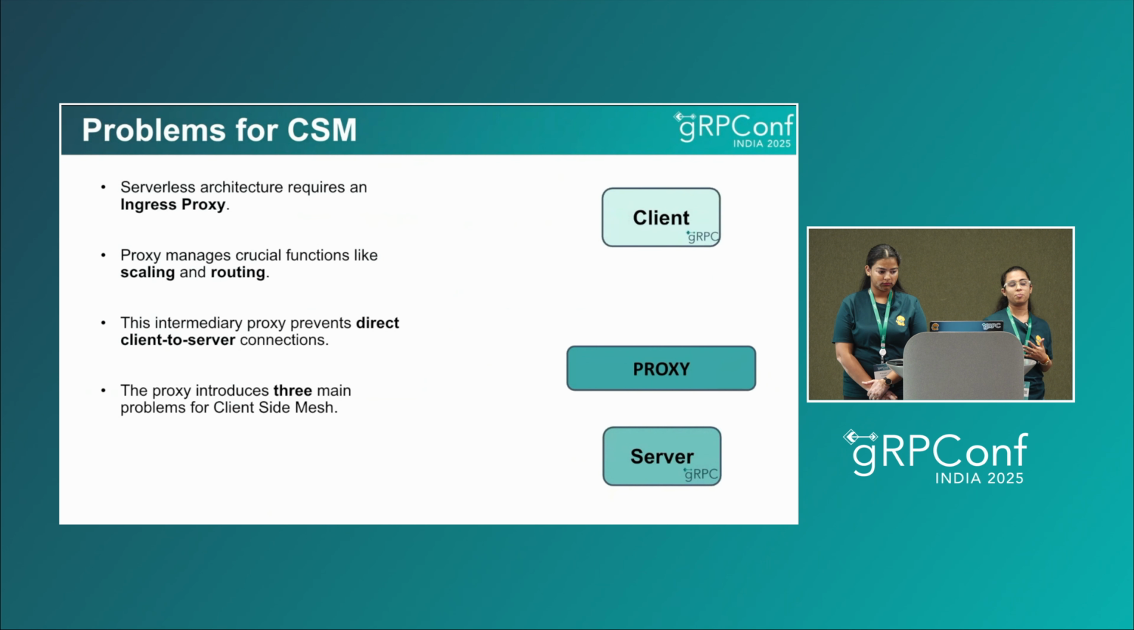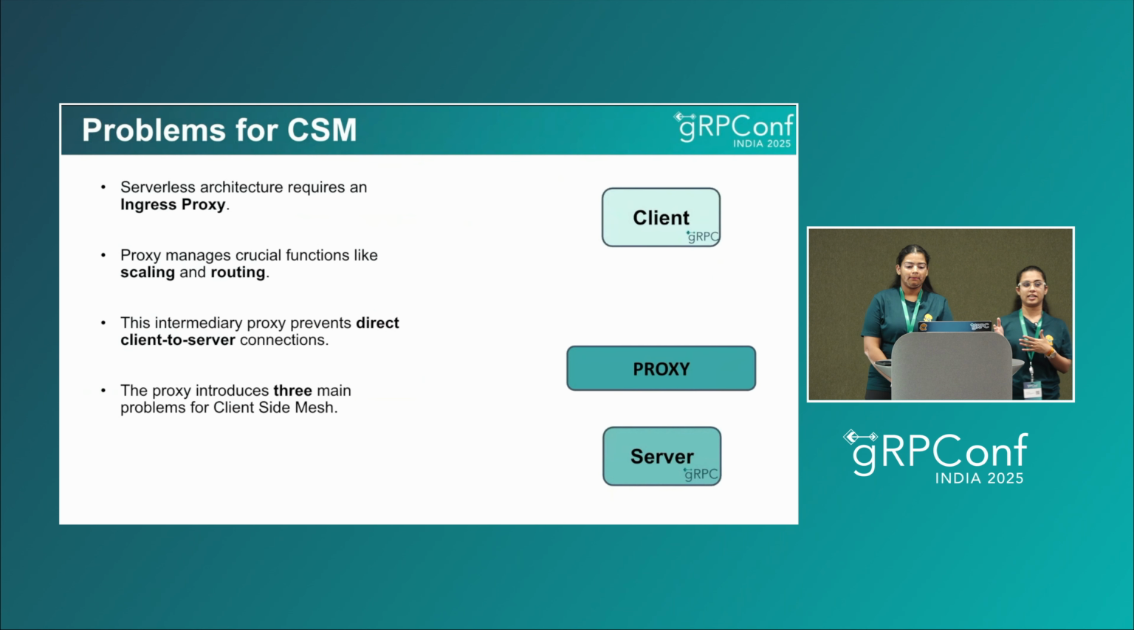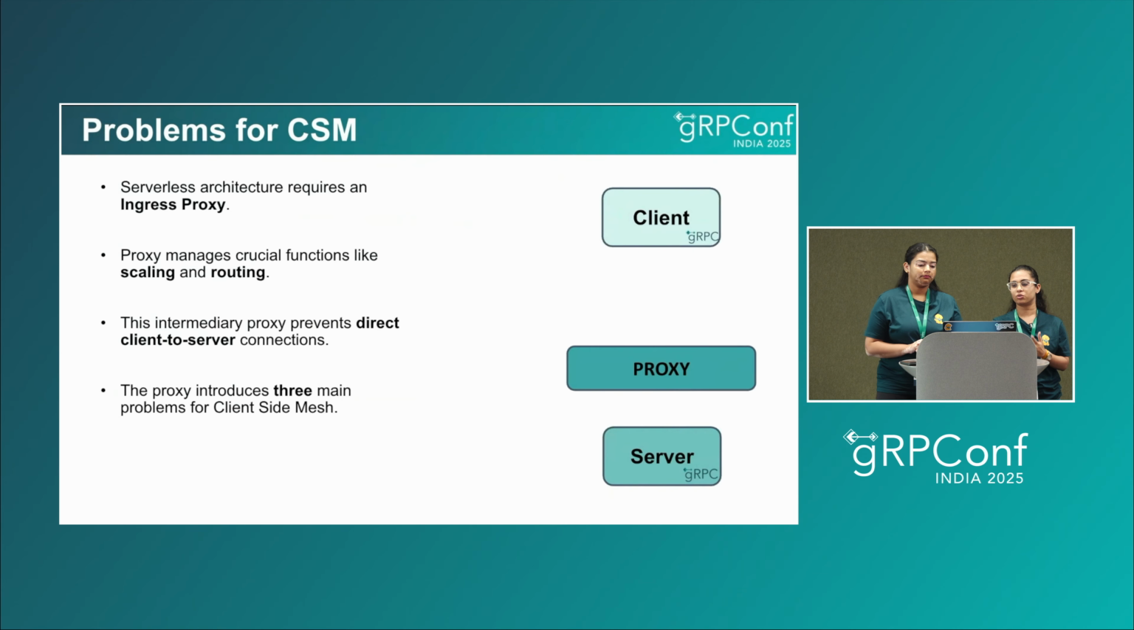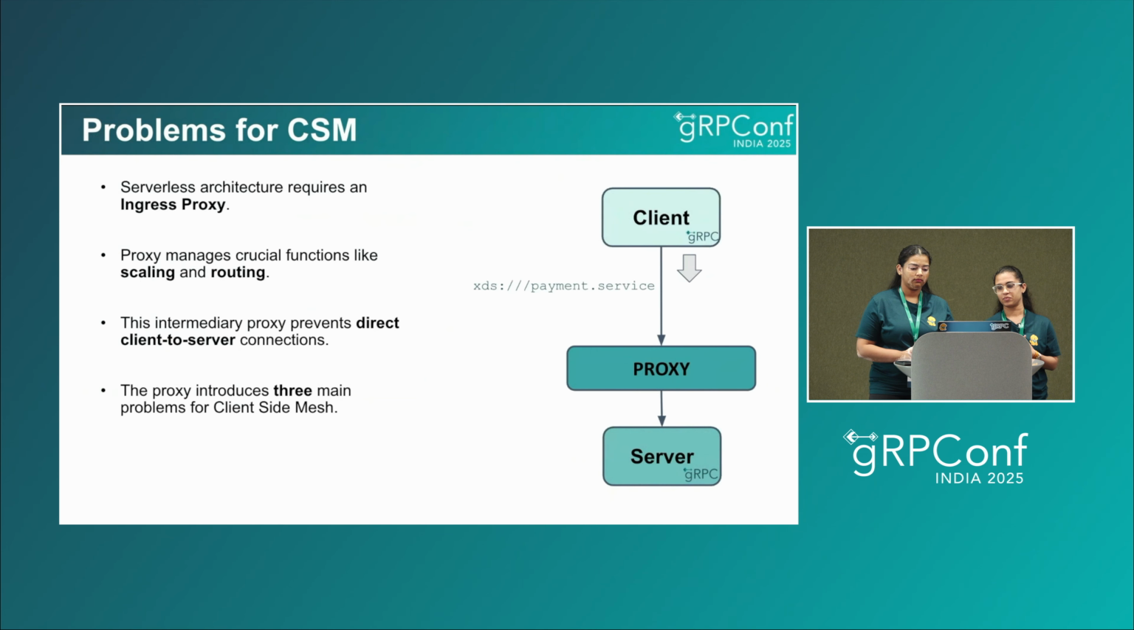So we need a component that is always going to be on, and this is the ingress proxy. It will have a persistent IP and it will manage scaling and routing and make sure that the RPCs go to the correct service. So the presence of this proxy means that client and server cannot have a direct connection. All the connections will go through this proxy, and this created some problems for us.